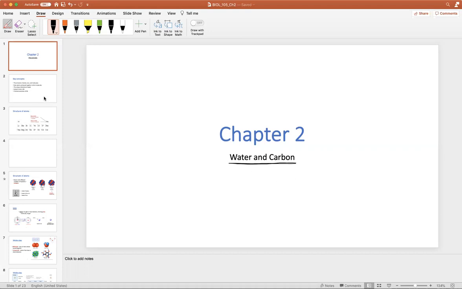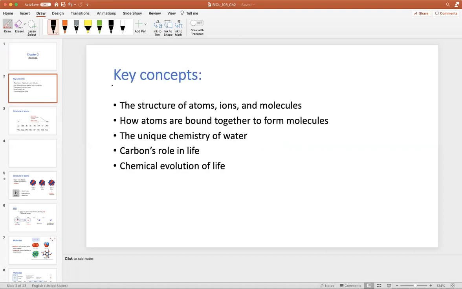All right, so in this lecture, the things that I want you to take away, first of all, you're going to need to know something about atoms and how they're structured, ions and molecules. I'm also going to tell you a little bit about what an isotope is, because I know you guys hear that term and you probably wonder. We're going to learn how atoms are bound together to form molecules, and then we're going to really focus in on the chemistry of water and carbon, since they are considered the chemical foundations of life.